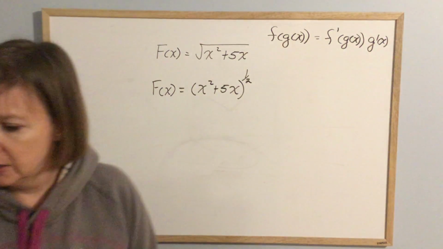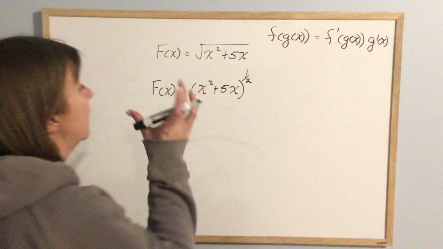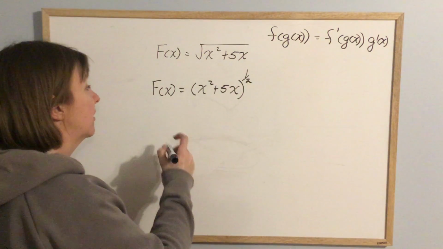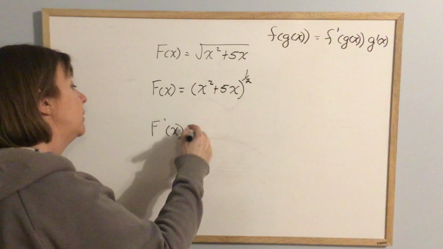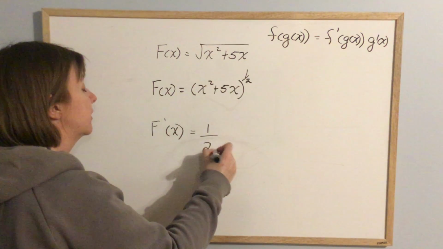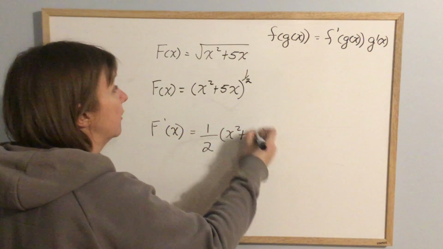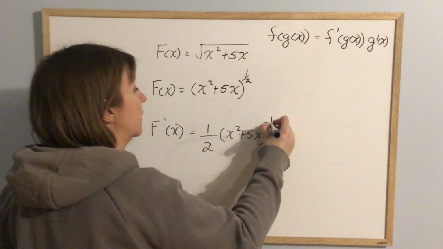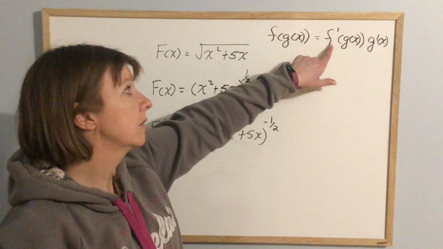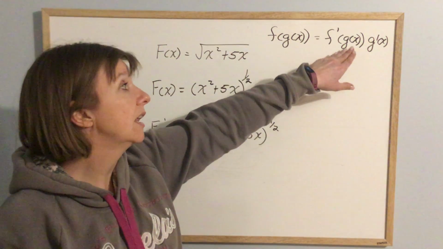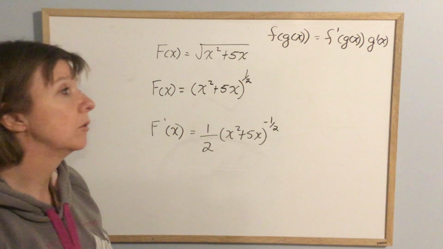Okay, so now I can do the derivative of that. The outside is going to be that exponent of 1/2. So if I'm going to do the derivative, I'm going to move the 1/2 down in front, and I'm going to decrease my exponent by 1. So 1/2 minus 1 is -1/2. So I've really done the f prime part, and I left the inside alone. I left that x squared plus 5x alone.